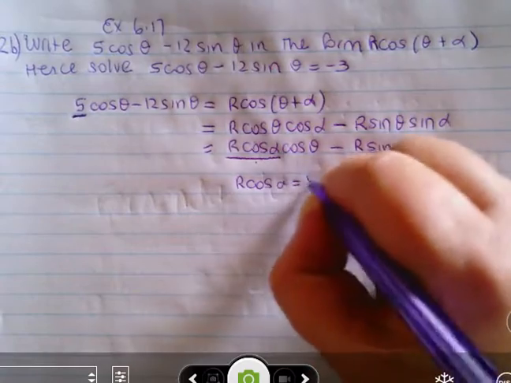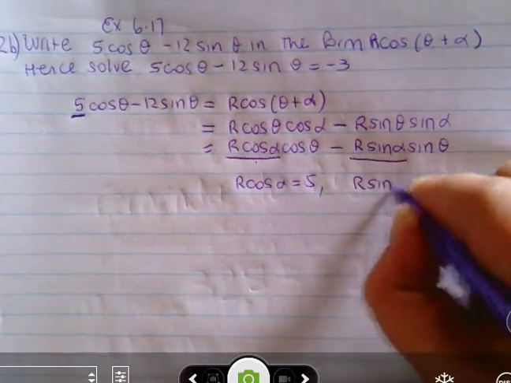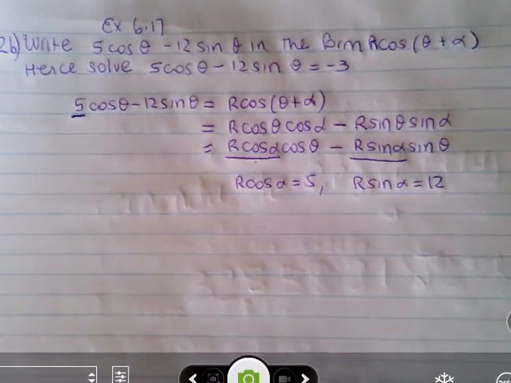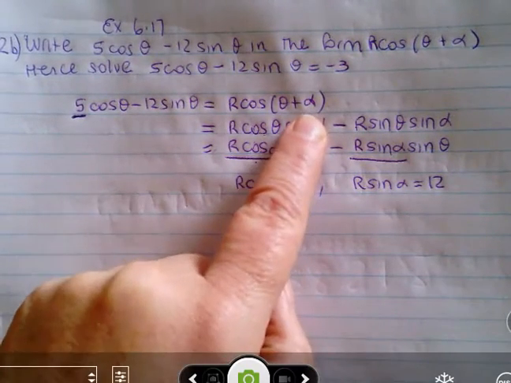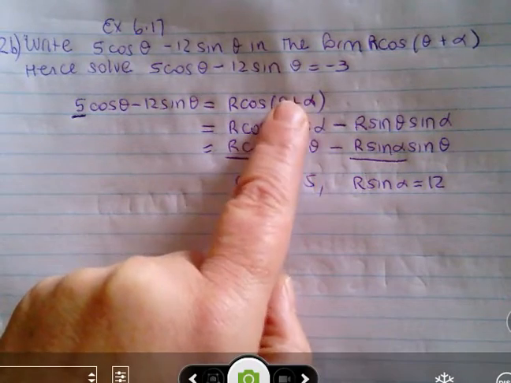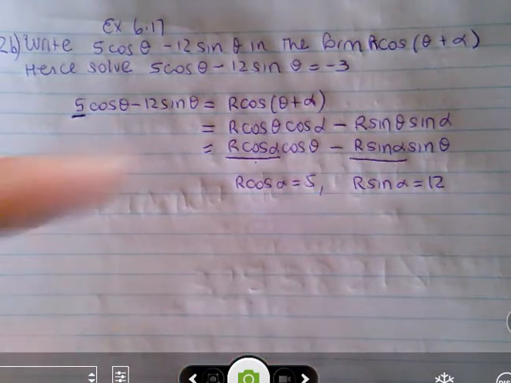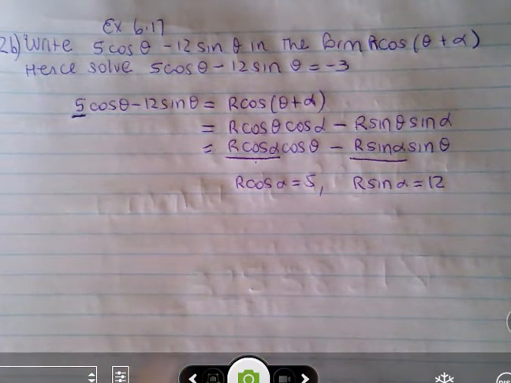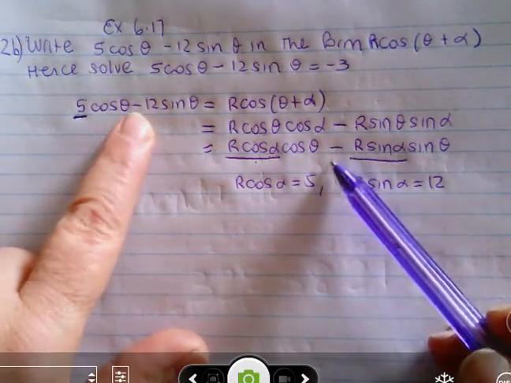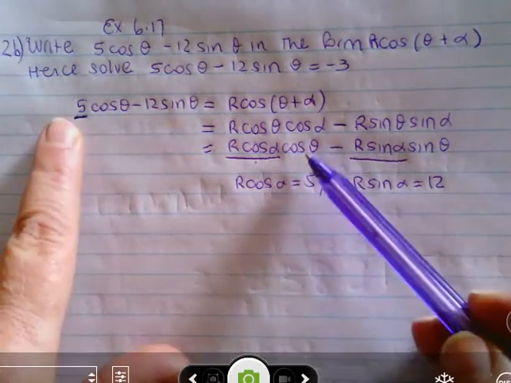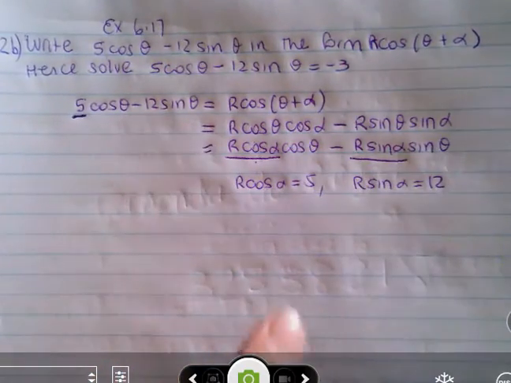R cos alpha is 5 and r sine alpha is 12. Do you understand why it's not -12? See how we started with a minus and you have to write it in the plus form? The reason is when you expand the cos(theta plus alpha), you go back to the minus. That's why you write it in that form. Because now I've got minus and a minus, they match. So I just equate the coefficients of cos theta and sine theta.